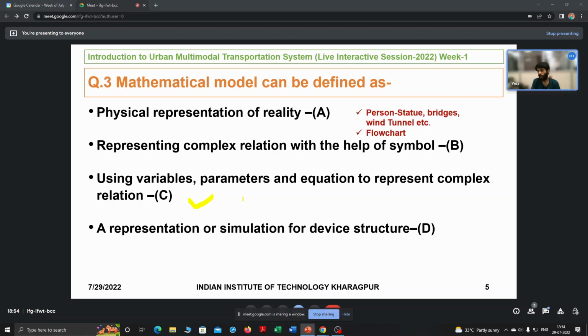Okay. Then this question is: what is a mathematical model, right? There are many models. First they are saying that it is a physical representation of reality. So what is a physical representation of reality? It's a physical model. It's not a mathematical model. So what is a physical model? For layman understanding, you can consider a statue of a famous person as a physical model, right?